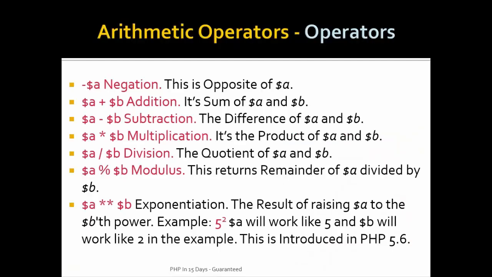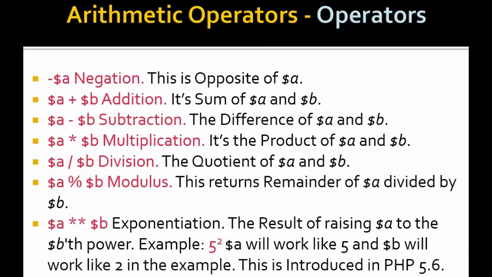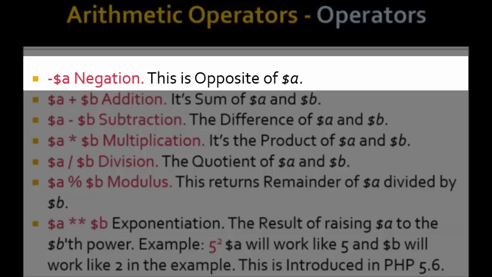I'm sure every one of you already know all of these arithmetic operators and their functionality. So just to recall, we'll go through these and have a quick look. Minus sign $a, that is negation. This is opposite of $a. Negative sign is used to get the negative value of the same value or variable.